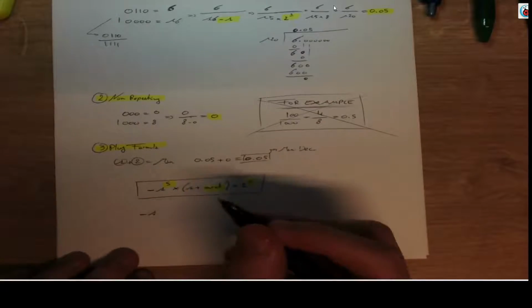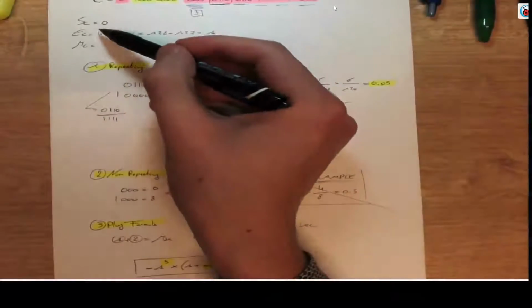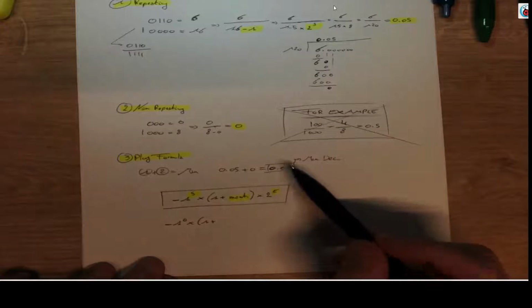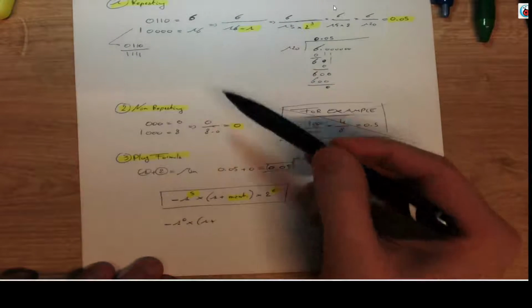And so in our case, it is -1 to the power of our sign bit, which is 0, times 1 plus the mantissa, the decimal mantissa we just calculated, so the addition of both the repeating and non-repeating part. In our case, it's 0.05, so it could have been 0.55, like I mentioned already, times 2 to the power of our exponent, and our exponent was 1.